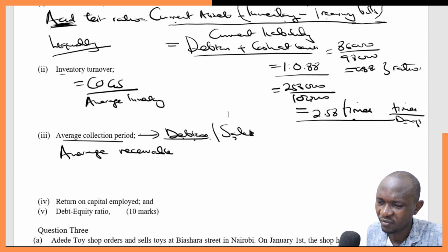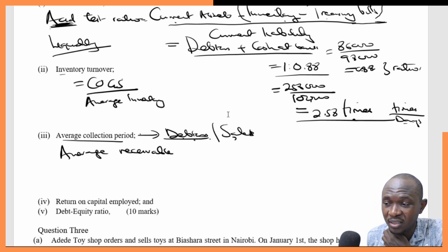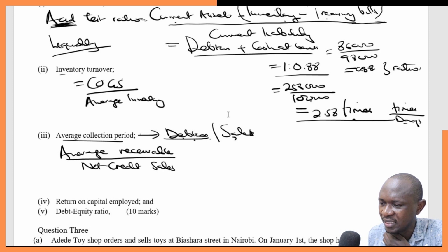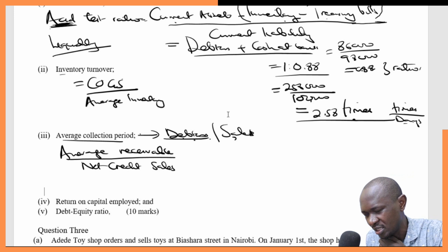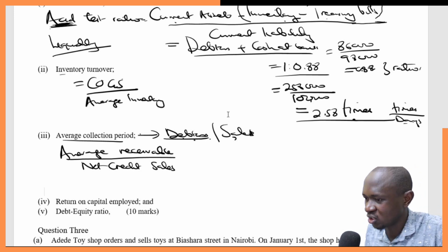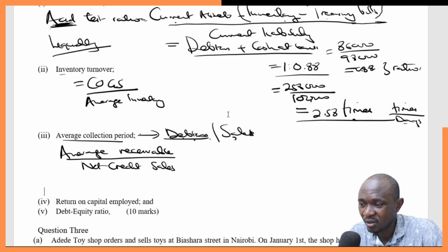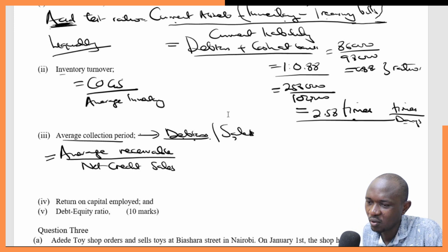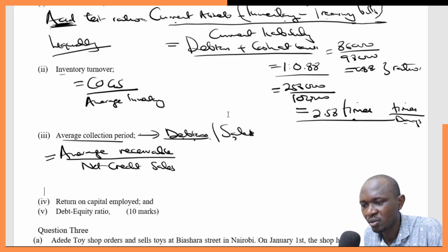So when you talk about the formula, we'll have average receivables, this is average debtors, of course, over the net credit sales. Net credit sales are sales that have been sold on credit. Those are the only sales that will lead to debtors. If goods are sold on cash, then we will not have debtors. We can only have debtors if the goods are sold on credit. That explains why the formula takes this shape. So average collection period is how long it takes for us to collect money from the debtors for the goods sold.